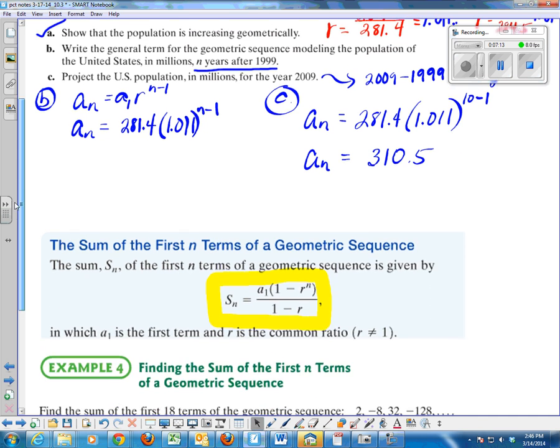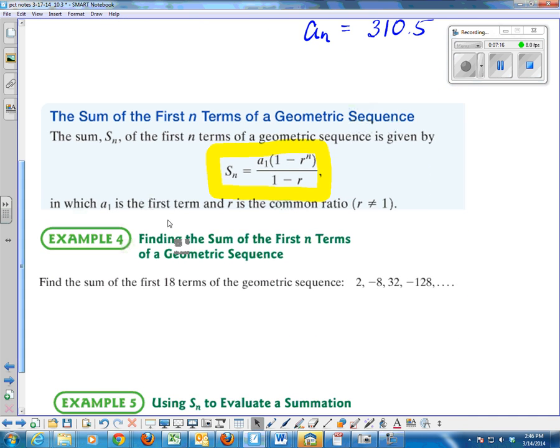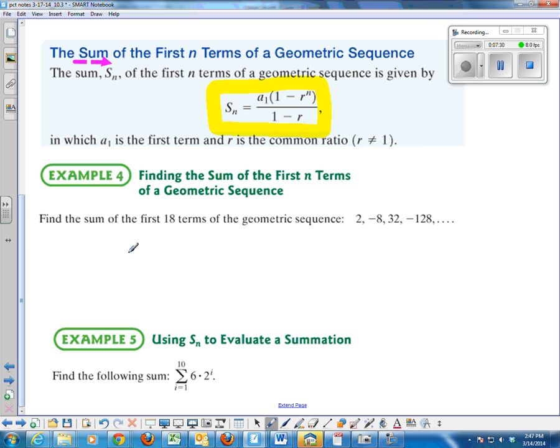Okay, let's move on down to the next topic, the sum of the first n terms. Okay, so this is going to be sum. We have a sum formula here. And for the first n terms, they have to tell us how many terms we're going to be adding up. Let's look at example 4. Find the sum of the first 18 terms, so this is the n, of the geometric sequence, this.